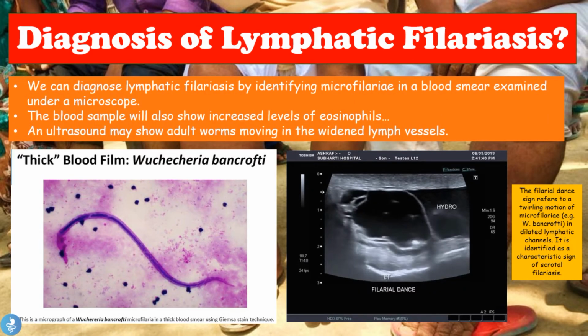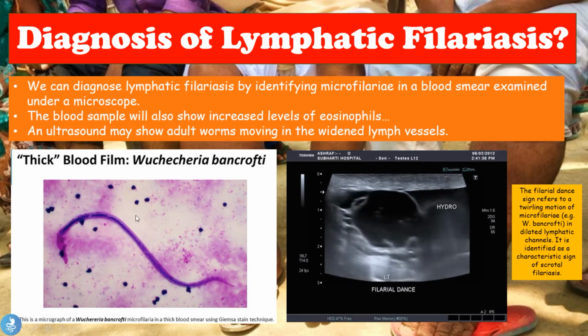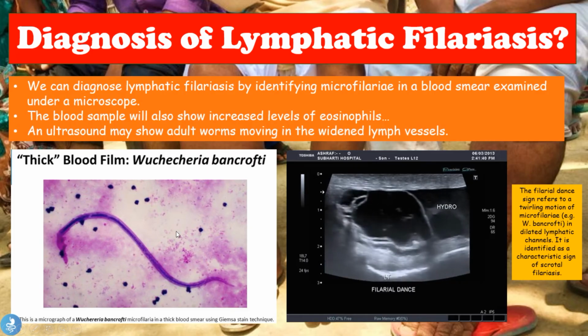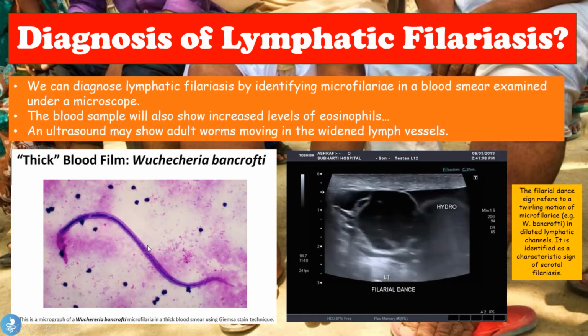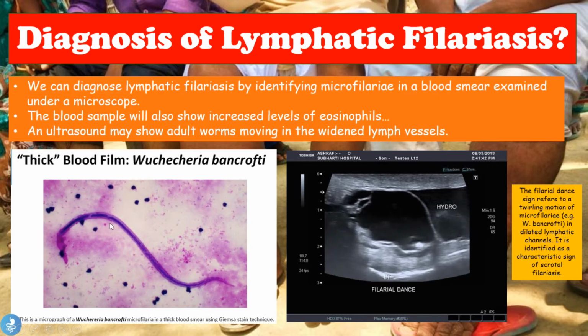So how can one go about diagnosing lymphatic filariasis? So we can diagnose lymphatic filariasis by identifying the microfilaria in a blood smear examined under a microscope. So basically a sample of the patient's blood is taken, and we prepare a smear, and we view the smear under a microscope, and we'll actually be able to note the presence of these parasitic worms from the blood smear. And this specific smear shows the parasite Wuchereria bancrofti.